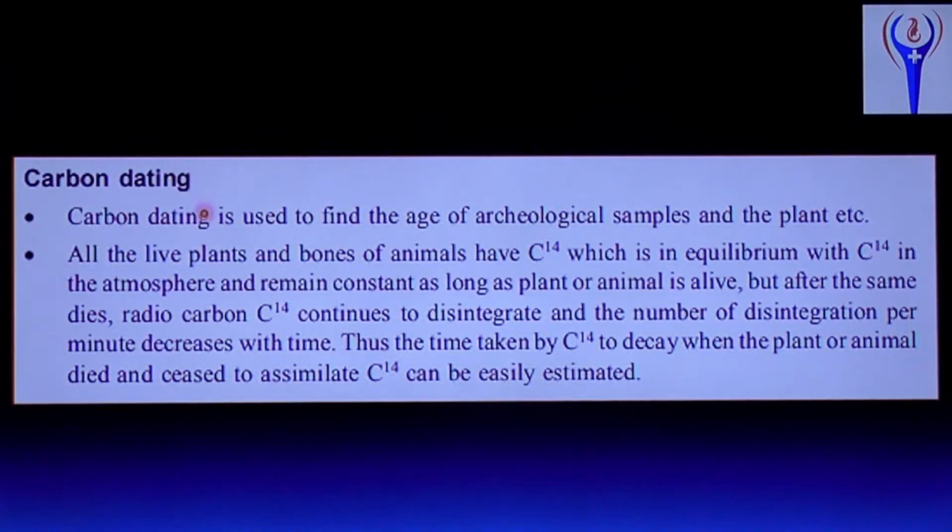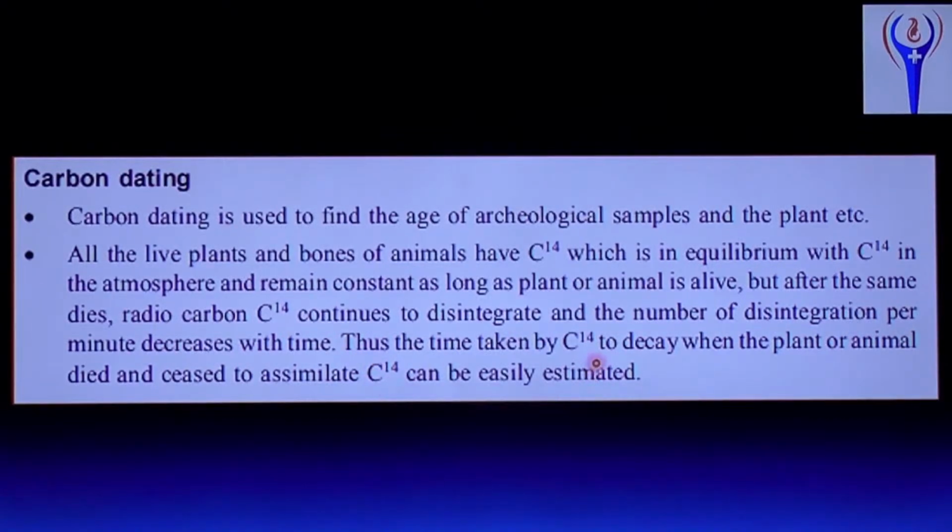Next, carbon dating. Carbon dating is used to find the age of archaeological samples and plants, etc. All the live plants and bones of animals have C614, which is in equilibrium with C14 in the atmosphere and remains constant as long as the plant or animal is alive. But after it dies, radiocarbon C14 continues to disintegrate, and the number of disintegrations per minute decreases with time.